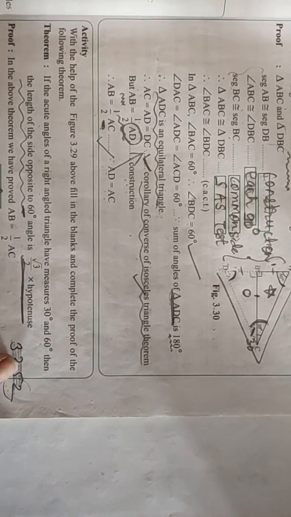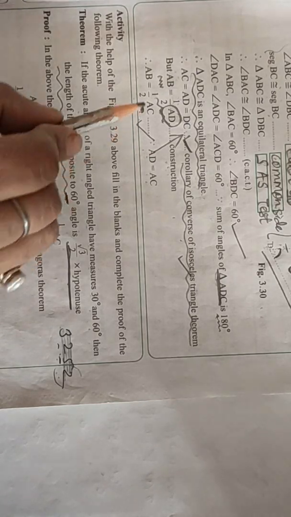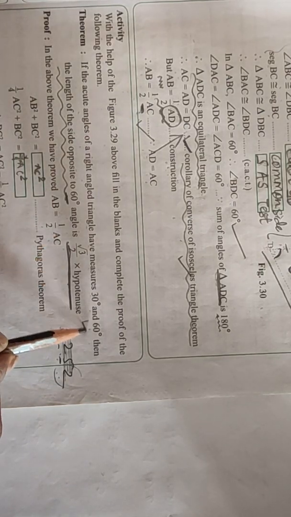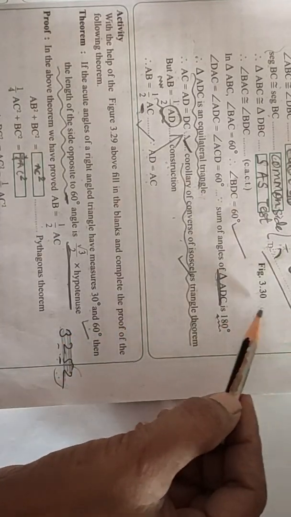So let's see. In the above theorem we have proved that AB is equal to half of AC. We just saw that the side opposite to 30 is half of AC. From there we have to start. But if only this theorem is asked in the exam, then you have to start from the previous theorem, write that complete part, and then start from it. So in the theorem we have proved that AB is half of AC.